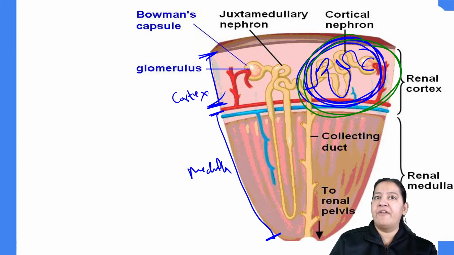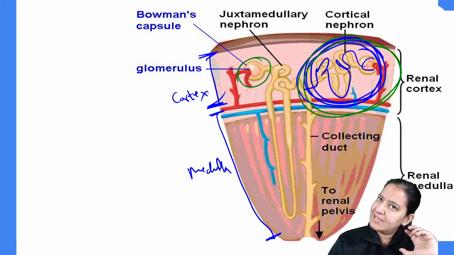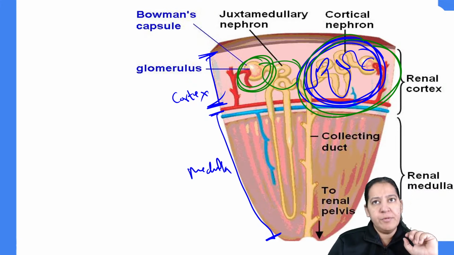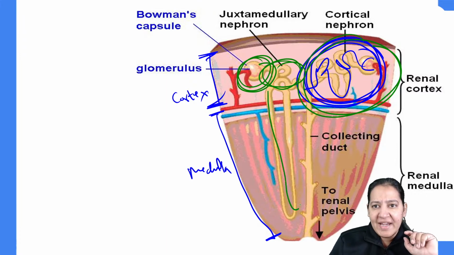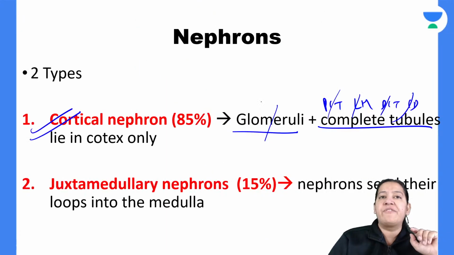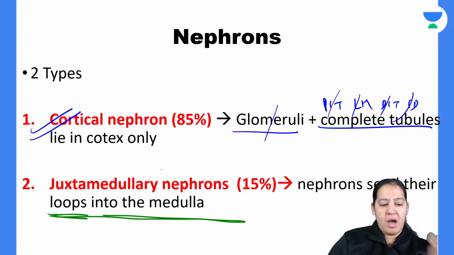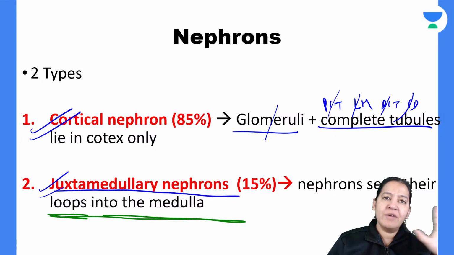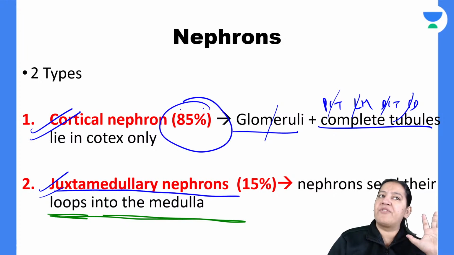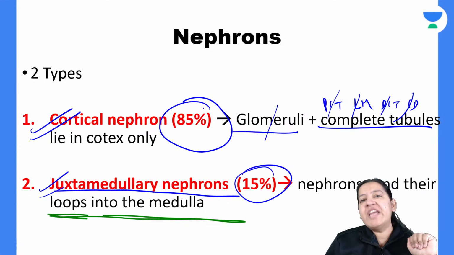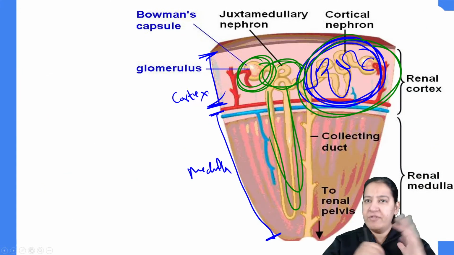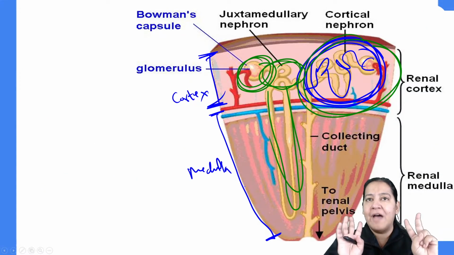Now see the second nephron. Here, the glomerulus is present in cortex. The remaining tubules are present in cortex, but loop of Henle is going in the medulla. Such nephron in which loop of Henle is going in the medulla is known as juxtamedullary nephron. Most of the nephrons, 85%, are cortical only. Only 15% of the nephrons are juxtamedullary. Have you got it? So humans have two types of nephron.